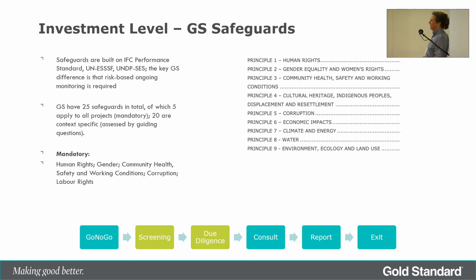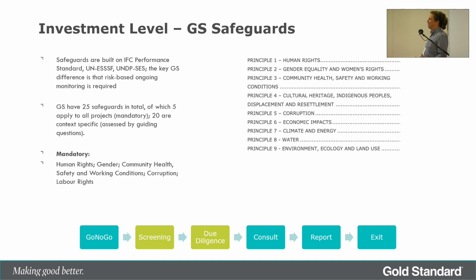I'm going to talk about how they're positioned in Gold Standard, because what our standard tries to do is not force too much process or documentation if it's not necessary. That's why 20 of these 25 safeguards are context specific. In other words, there is an assessment process that determines if a safeguard is indeed applicable. But as I mentioned, 5 safeguards are applicable to all projects. The Gold Standard mandatory safeguards tend to be cross-cutting. I'll just talk about them briefly: human rights, gender, community health, safety and working conditions, corruption and labour rights.